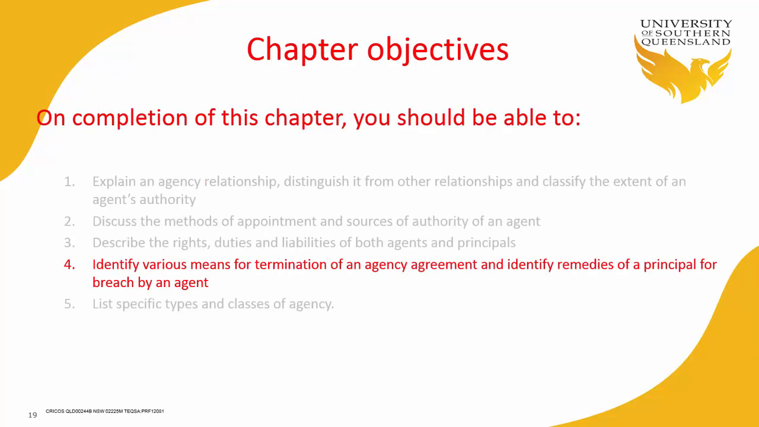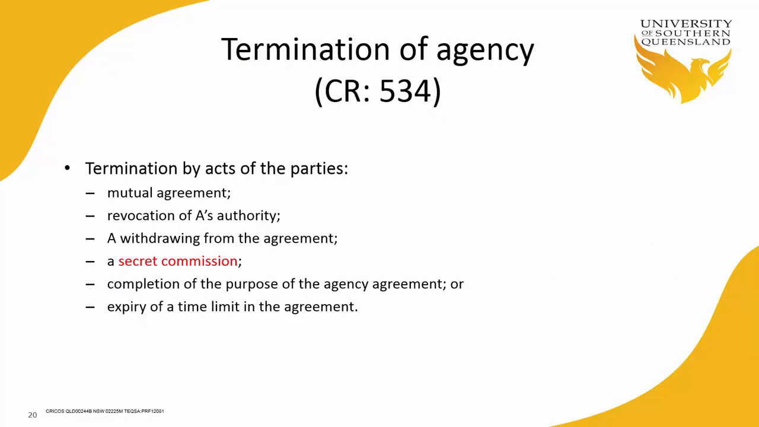Okay, we'll leave that there then and move on to the fourth learning objective, which asks us to identify various means for termination of an agency agreement and identifying remedies of a principal for breach by an agent.